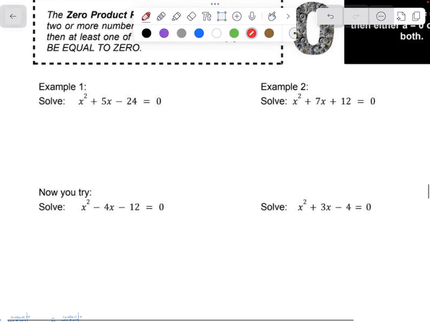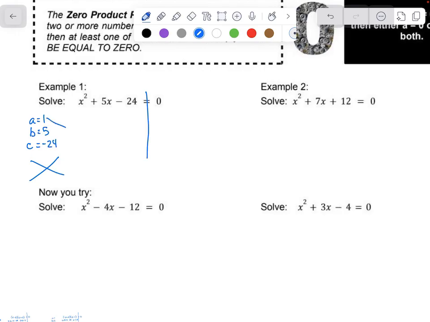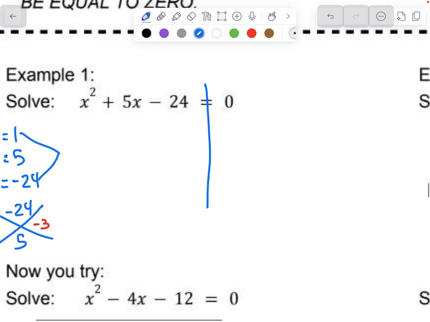So the first thing I want to do is make sure it's in standard form, ax squared plus bx plus c. So our a, b, and c are 1, 5, and negative 24. I'm looking for two numbers that multiply to give me negative 24, that add to give me positive 5, and I know those numbers are going to be 8 and negative 3. So then this factors to be x plus 8 times x minus 3.